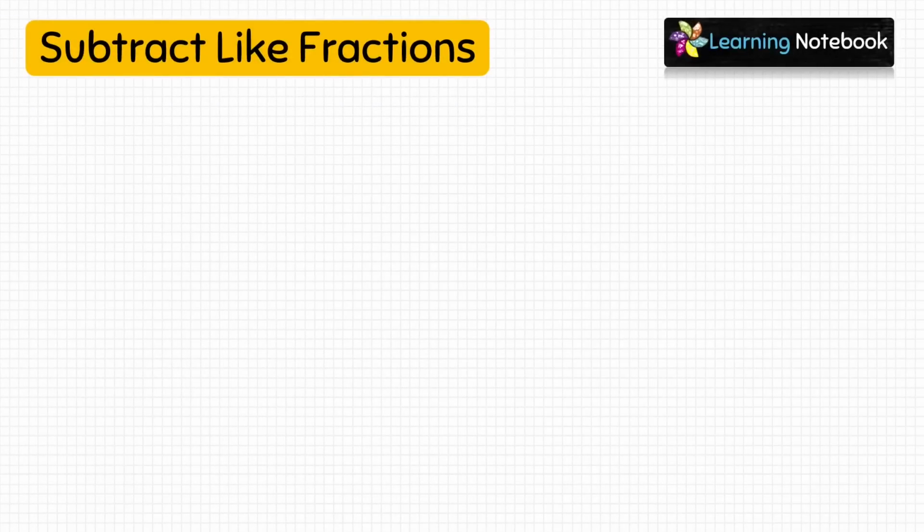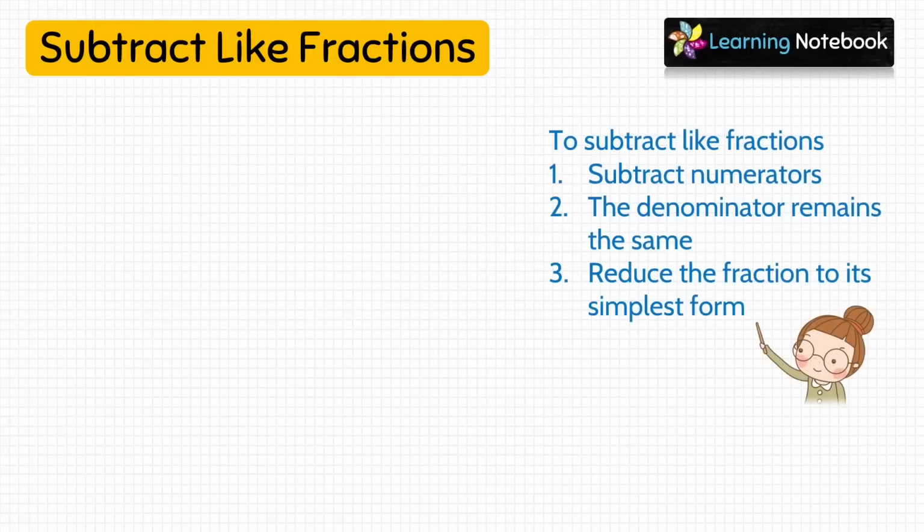Now let's see how to subtract like fractions. We subtract like fractions in the same way as we did the addition of like fractions. It's just that instead of addition, we will subtract the numerators. The denominator remains the same and then we reduce the fraction to its simplest form. So let's take an example.